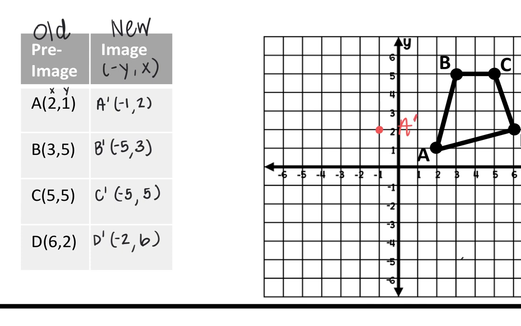Negative 5, 3. Negative 5. Go up 3. And we have B prime. C prime, negative 5. And then I'm going to go up 5. Okay, and then D prime. Negative 2, 6. All right. I'm going to connect my points. And this is what a counterclockwise 90-degree rotation looks like.